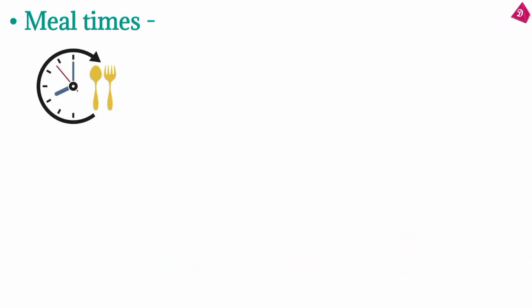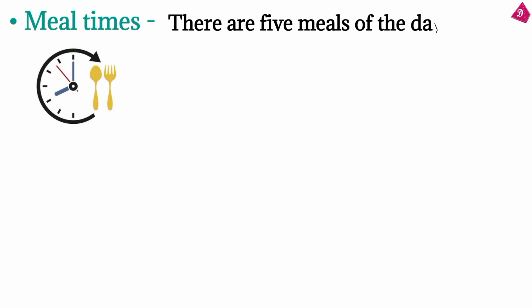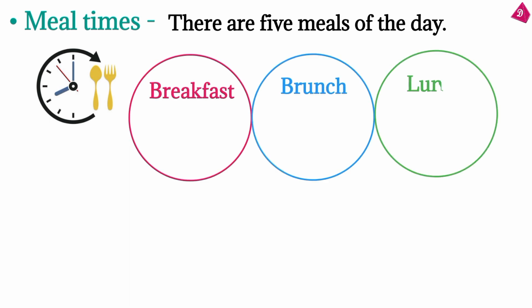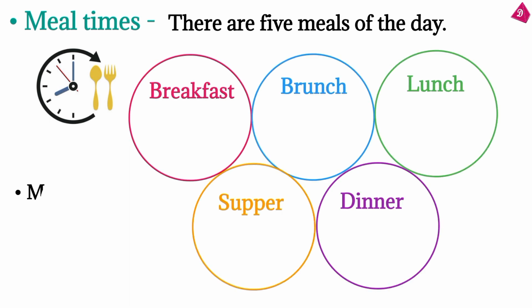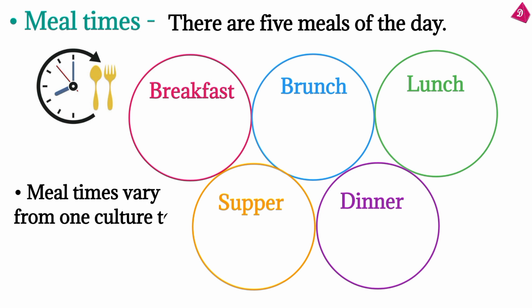Meal times. Children, not only different countries have traditional eating habits but also they have traditional meal times. There are 5 meals of the day: breakfast, brunch, lunch, supper, and dinner. Meal times vary from one culture to another.